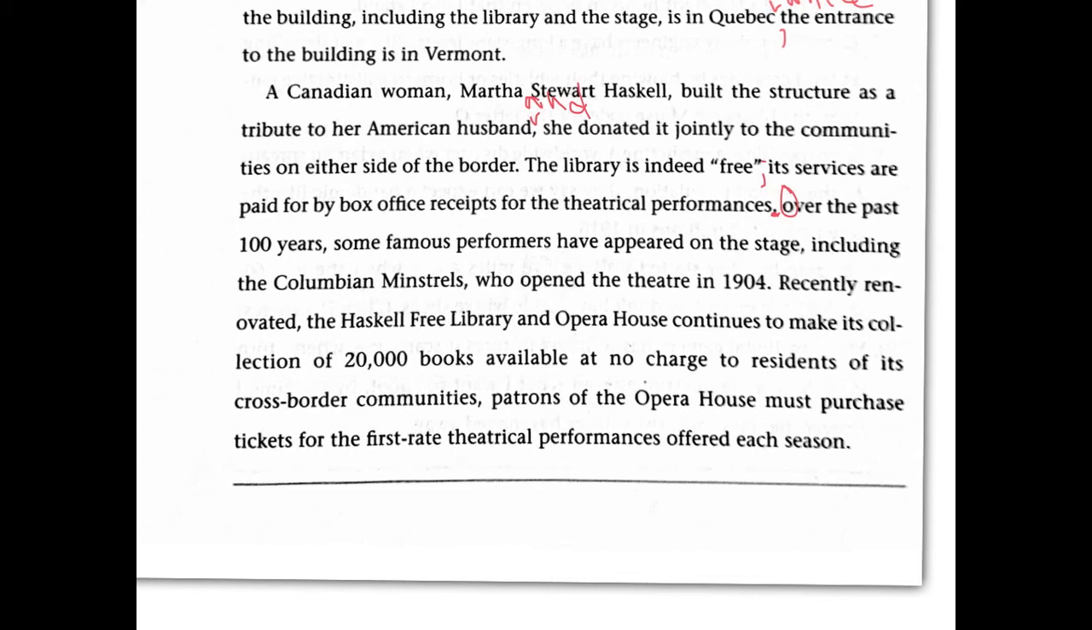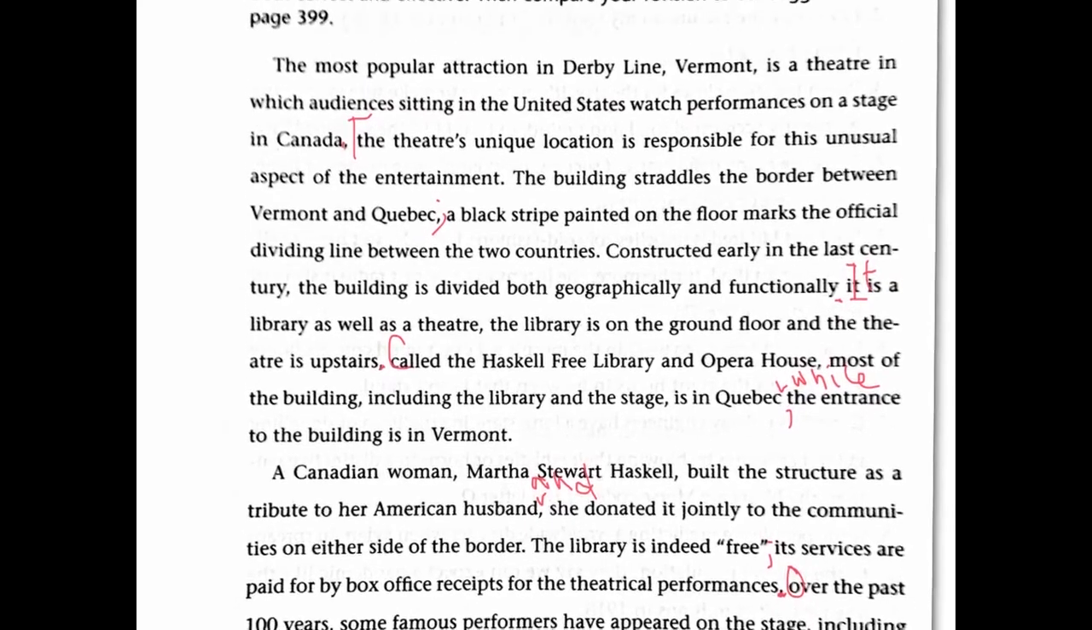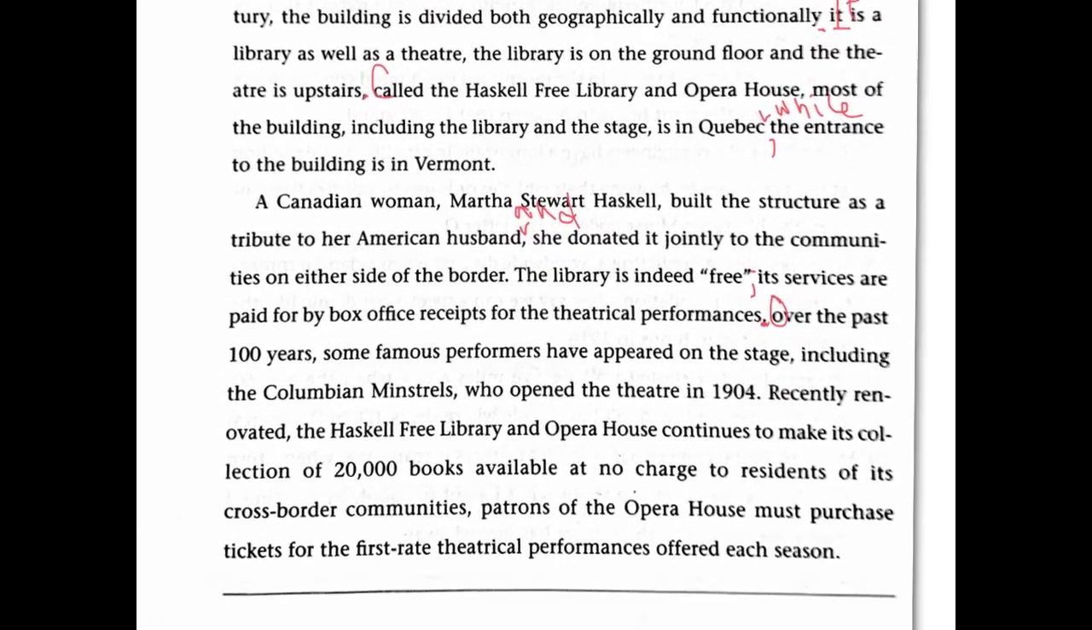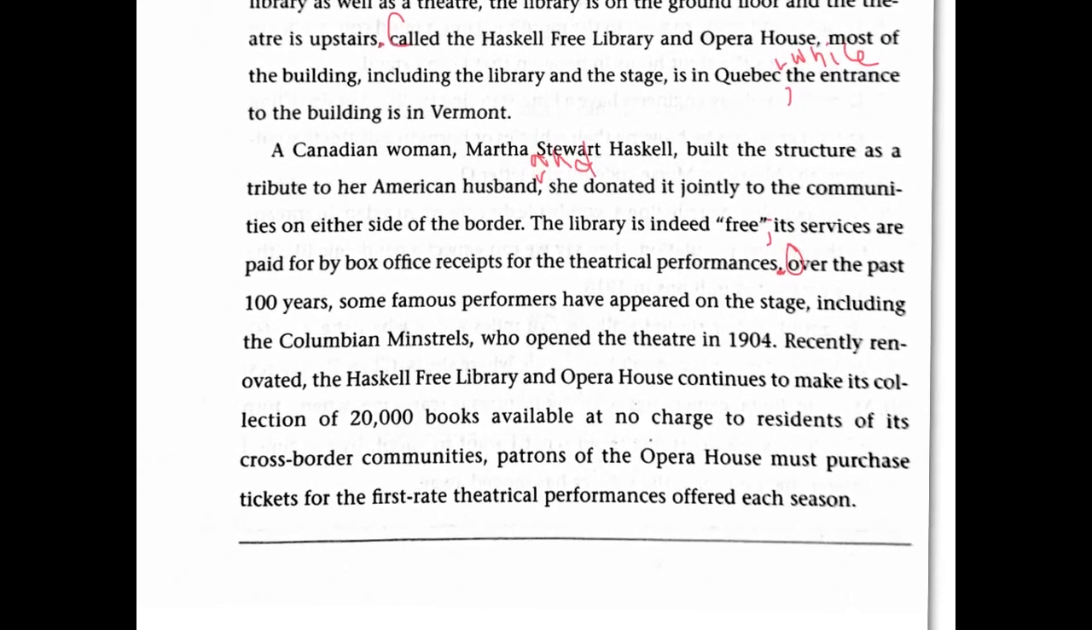Recently renovated, the Haskell Free Library and Opera House continues to make its collection of 20,000 books available at no charge to residents of its cross-border communities. Patrons of the Opera House must purchase tickets for the first-rate theatrical performances offered each season. Okay, so just in reviewing, I see 1, 2, 3, 4, 5, 6, 7, 8 corrections, which means that I am human and I also missed 2. Now where can they be? Okay, I see one right here.